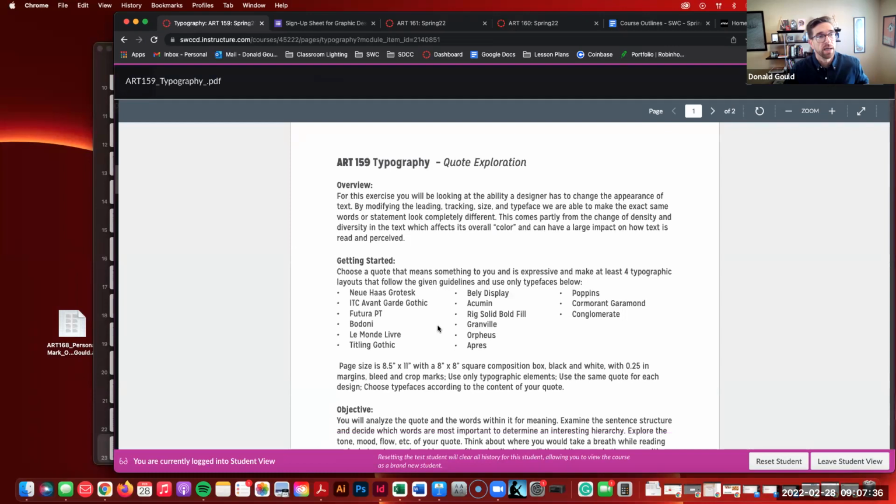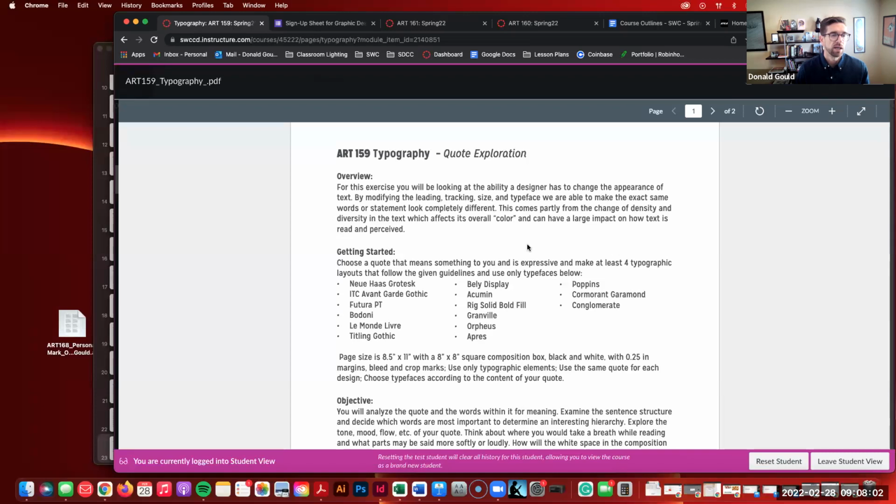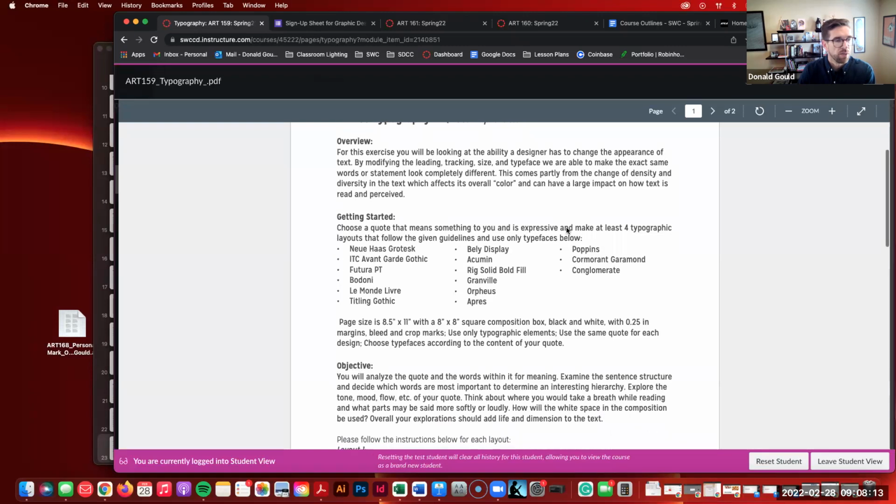So let's jump into the actual assignment sheet here. Again, for this exercise, you're going to be looking at the ability of the designer to change this exact text in different ways that have different looks and feels to them by adjusting the leading, the tracking, the size, and the actual typefaces that you choose. So choose a quote that means something to you and is expressive, and make at least 4 typographic layouts that follow the given guidelines. You can use from these typefaces down here. And then I also have a link to a font pack that's on Adobe that you guys can reference and use any of the typefaces on there as well.